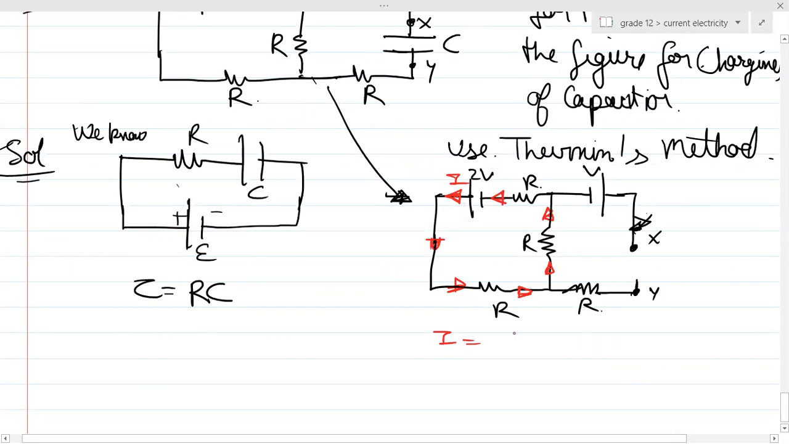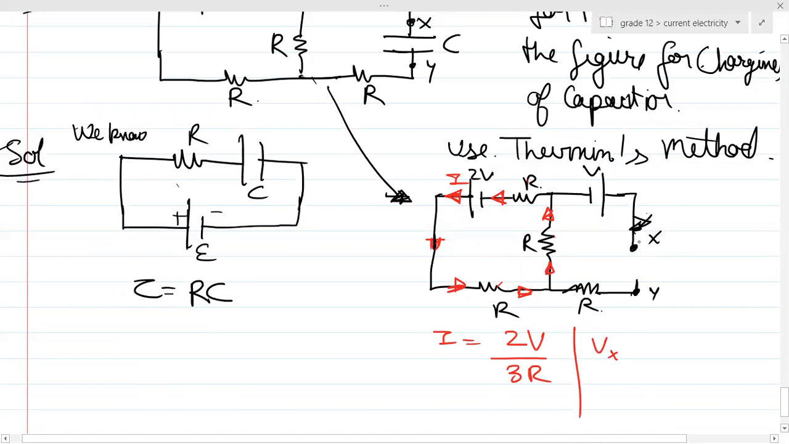So I will be equal to 2V divided by, can you see R and R, so 2V divided by 3R. Will this be the current? Yes or no? And can you find out the open circuit voltage across X and Y using Kirchhoff's law?